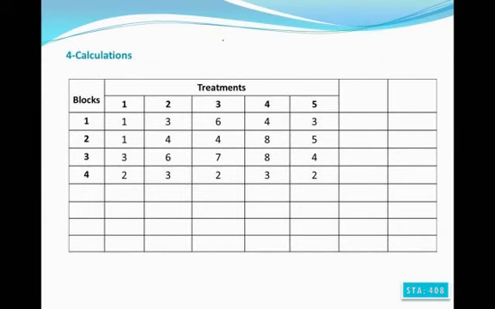Here you will find the block total Bi dot square, just like in the randomized complete block design. Here you will find the treatment total square and the means as well. Also find each observation square and then its sum. Find all the sums and proceed to find the sum of squares and mean squares and finally the F value. The values would be in the ANOVA table.